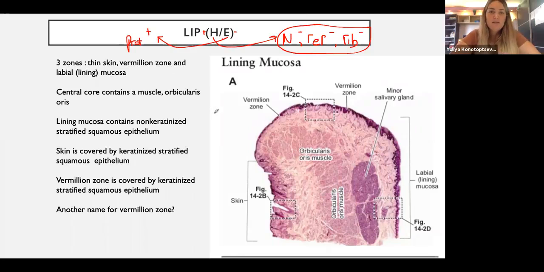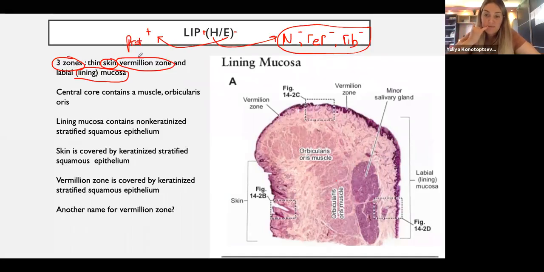Okay, let's take a look at our lip. Our lip is going to contain three zones. We have the skin area, which is right under your lip, the cutaneous segment. We have the lining mucosa, which is the inner part of your lip. And then there is something called the vermilion zone. Vermilion zone is the red zone. It's the one where you put the lipstick on, right? If I want to put lipstick on my lips right now, I'm putting it on the vermilion zone.